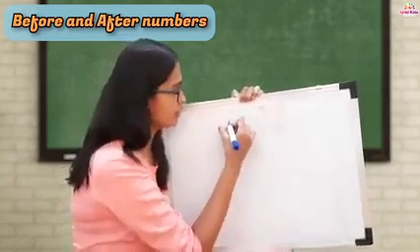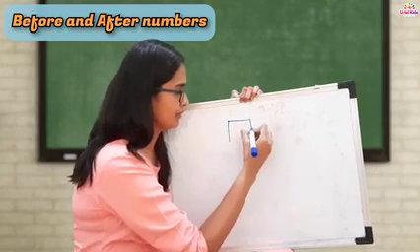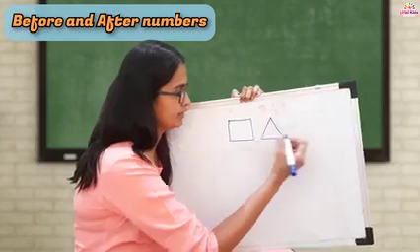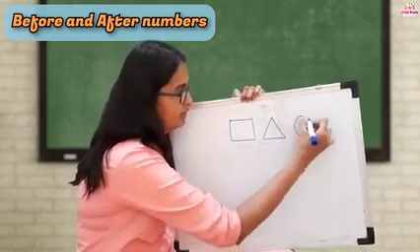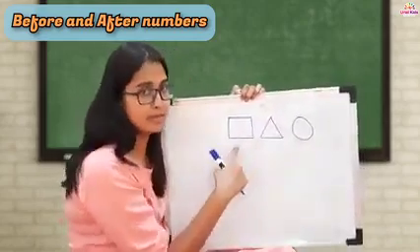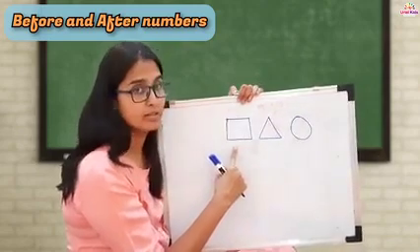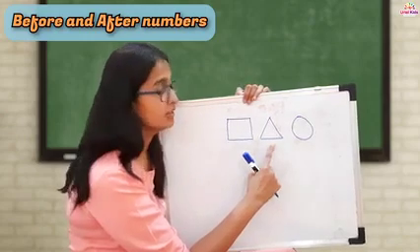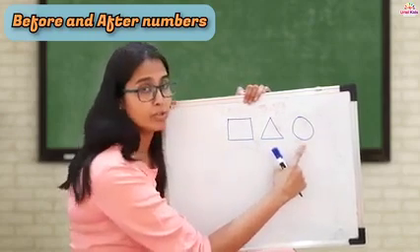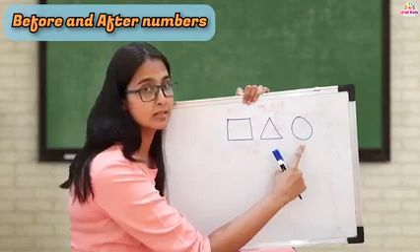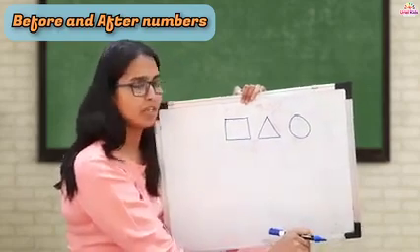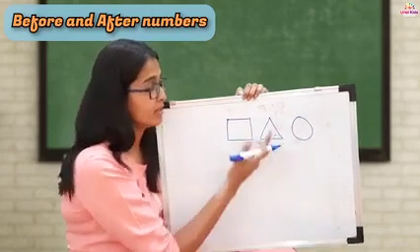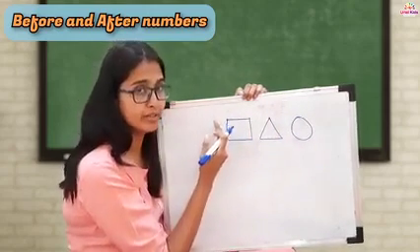Okay. So I am going to draw a few shapes on the board. Let me see if you know these shapes. Alright. So what shape is this? The shape is a square. And what is this shape? It's a triangle. And what is this? It's a circle.